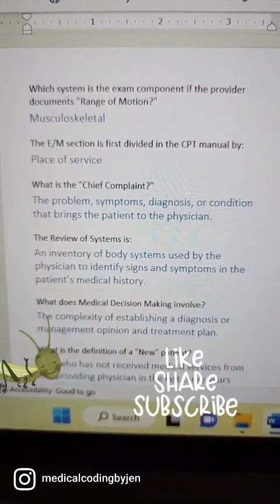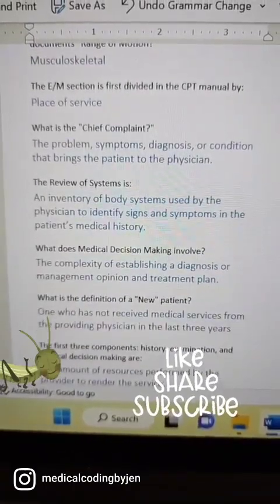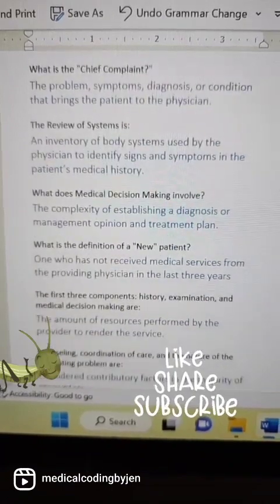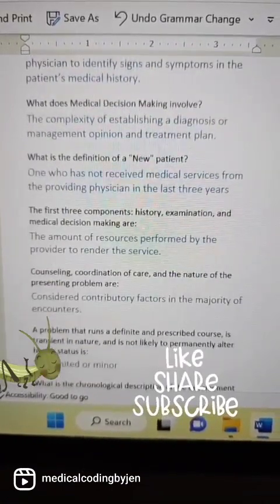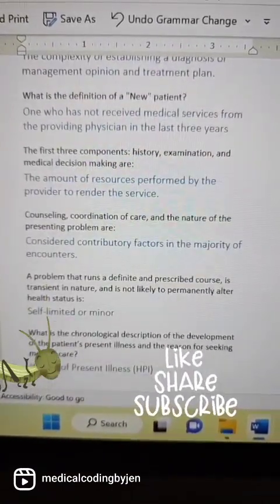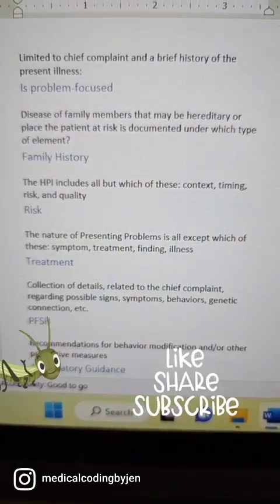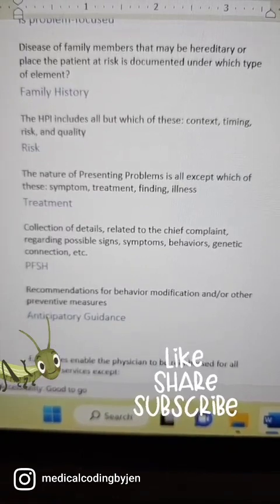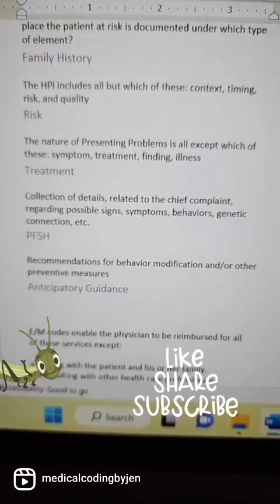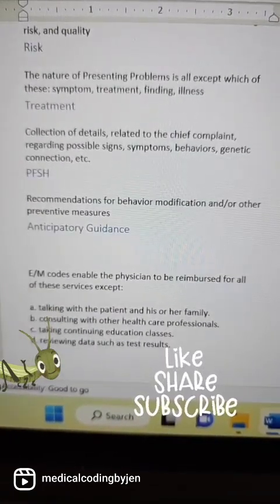Okay, what I've got here is some definitions, vocabulary terms with their definitions all in the E&M section. Super helpful if you want to pause the screen and then write these definitions in your CPT book right before the E&M section, right before you start coding.